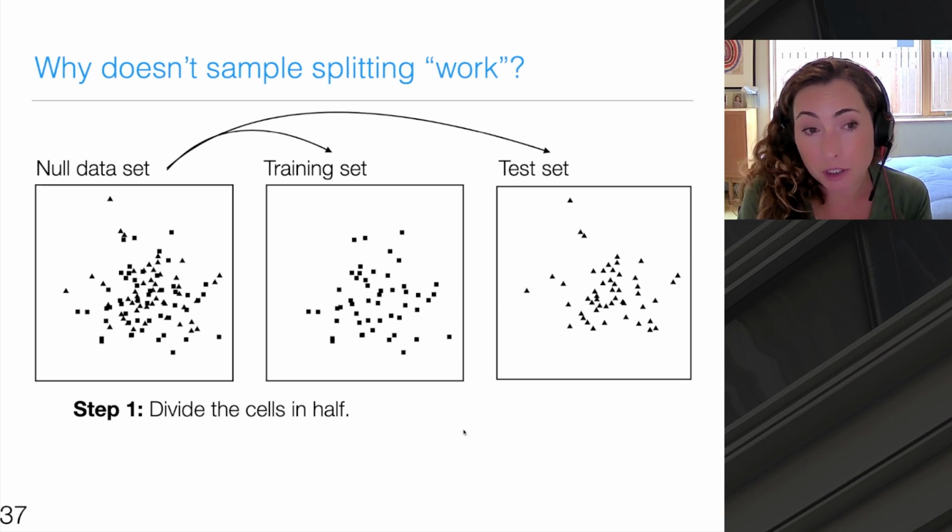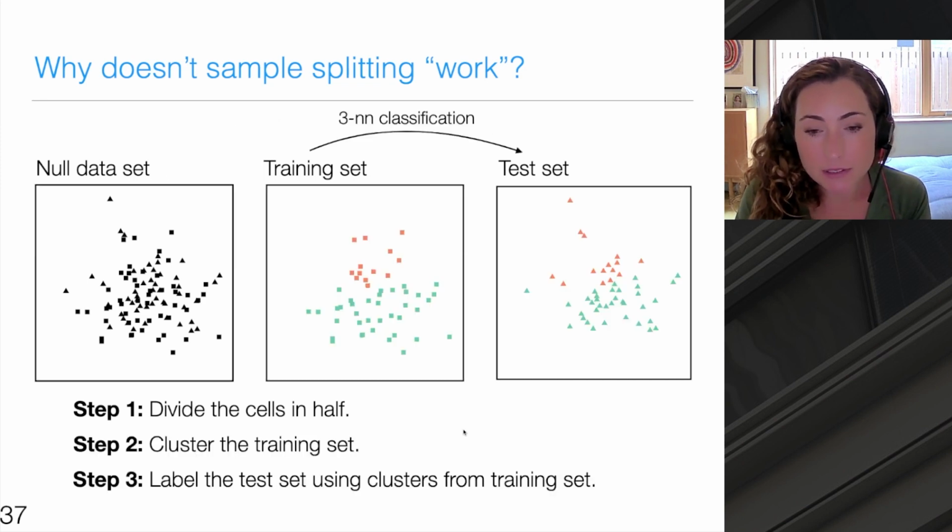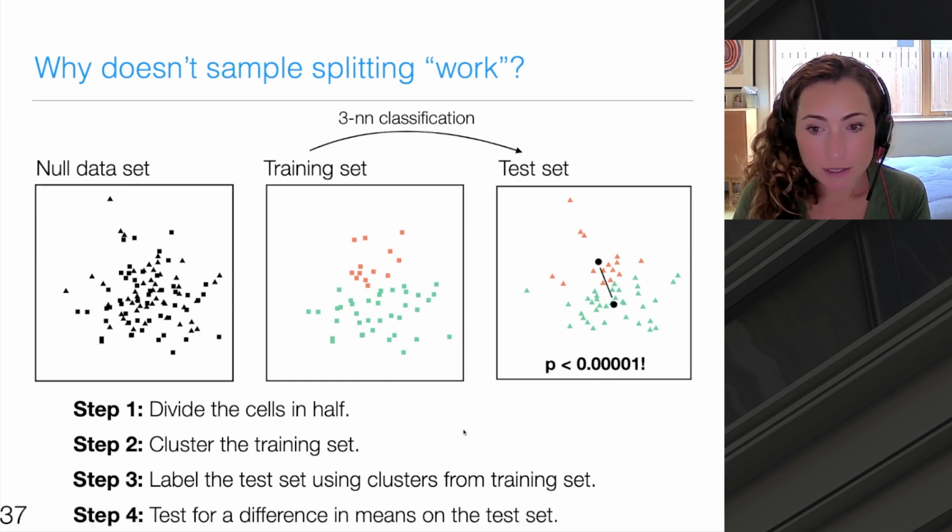I start out with some null data on the left. It's just normal 0, 1, no clusters. I'm going to randomly split into a training and test set, and cluster the training set. Now I'm going to label the test set using the clusters from the training set. There are a lot of ways you can do this, but to make this figure, I used 3 nearest neighbors classification. And now I'm going to test for a difference in means on the test set.